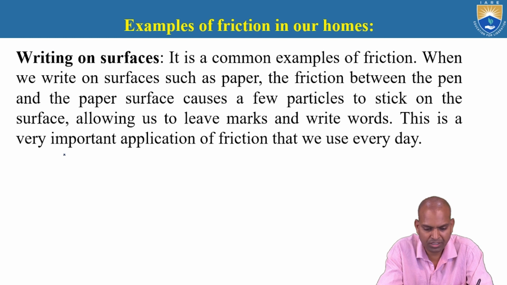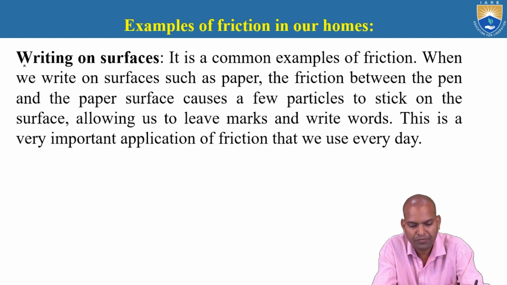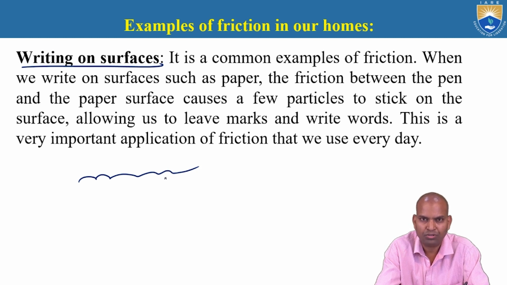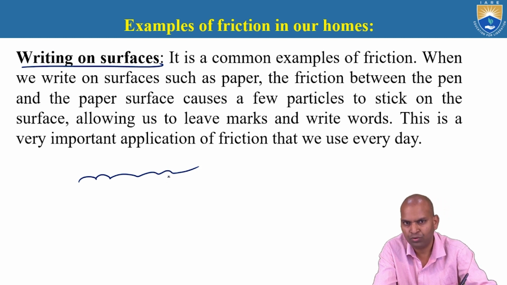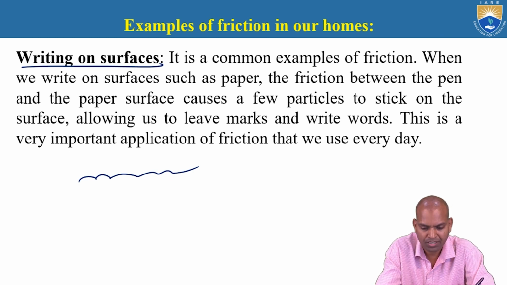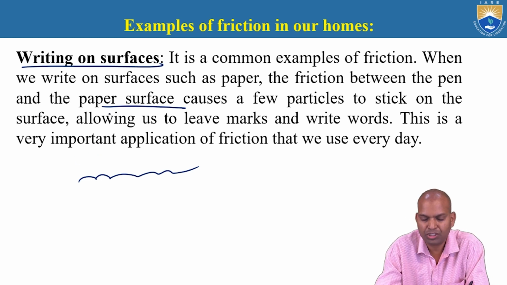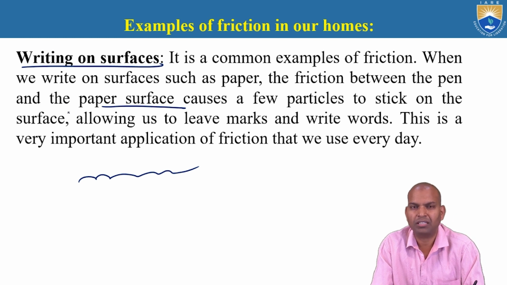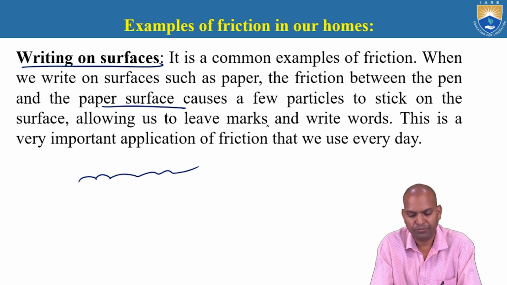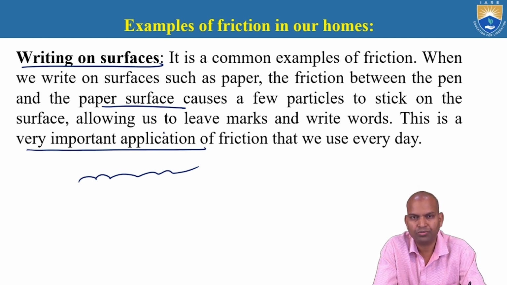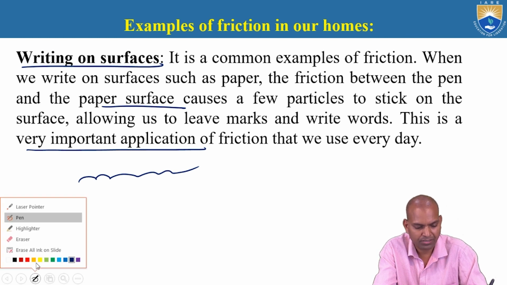So the next example is writing on surfaces. When you write on a surface, there is friction between them, and because of that friction the ink flows on the paper. Here is a common example of friction. When we write on a surface such as paper, the friction between the pen and the paper surface causes a few particles to stick on the surface, allowing us to leave marks of the written words. This is a very important application of friction that we use every day when we write. So that is one example of friction.